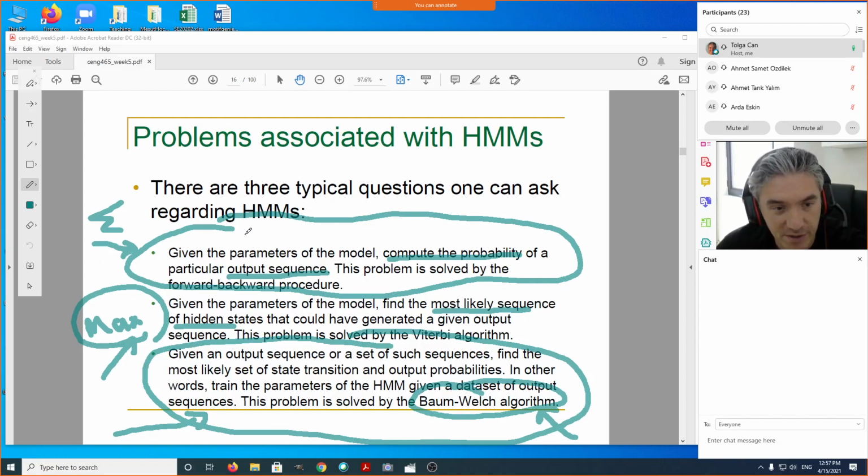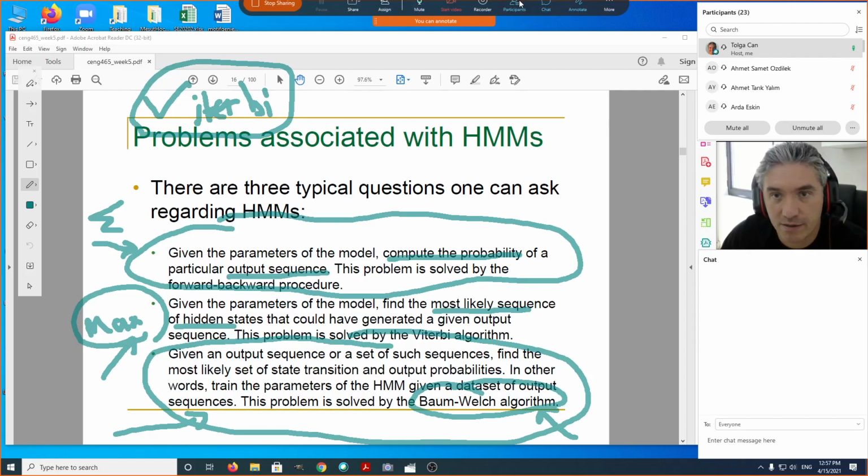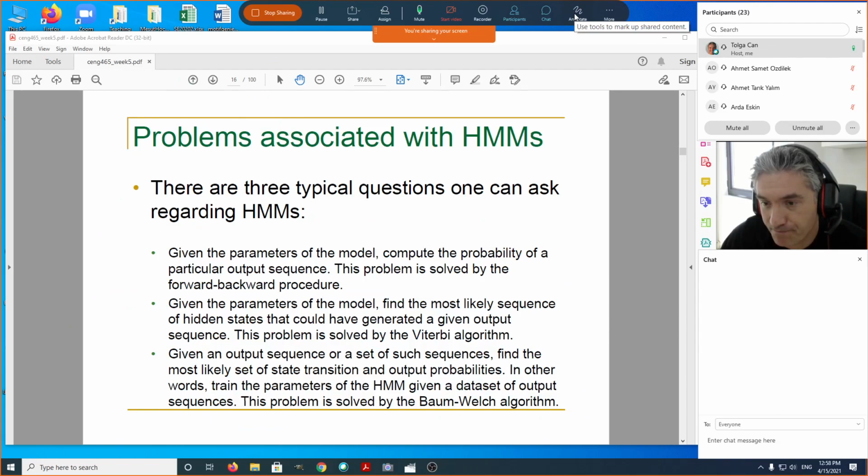But for solving the first and second questions, we will see a dynamic programming algorithm called the Viterbi algorithm. It will be a little bit more complex than pairwise sequence alignment, but it's still similar dynamic programming with a recurrence relation, which is two-dimensional. So we will be filling in a table. All right, so any questions up to now?